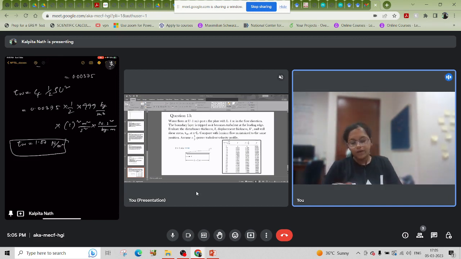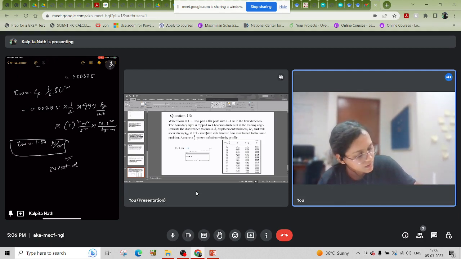Now we need to find everything for laminar flow too. For laminar flow, it will be a bit lengthier. And after that, we need to find the ratio of the boundary layer thickness, the displacement thickness, and the wall shear stress. Okay, we'll do it next day.